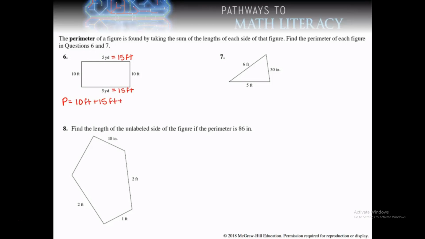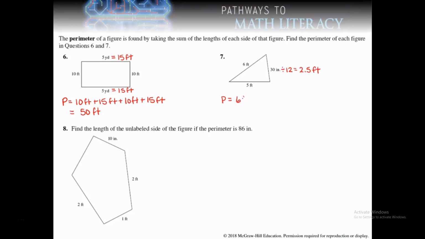In 7, we're finding the perimeter of a triangle, and again we have different units. So we need to pick whether we want to use feet or inches, and that's completely up to you. I can either take the ones in feet and multiply them by 12 to get inches, or I can take the one in inches and divide it by 12 to get feet. Since only one of them's in inches, let's go ahead and convert that one. So if I divide 30 inches by 12, that'll give me 2.5 feet for that side. That makes my perimeter 6 feet plus 5 feet plus 2.5 feet, which gives me a total of 13.5 feet.